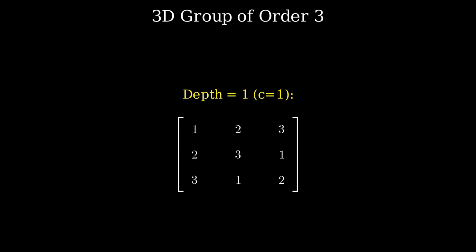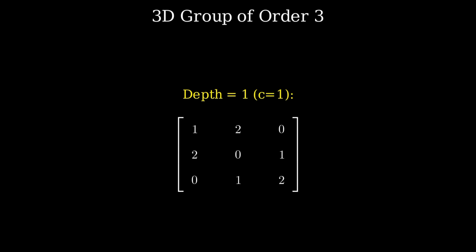For depth equals 1, where C equals 1, we add 1 to every entry of the first slice, then take mod 3. Starting with 1, 2, 3, 2, 3, 1, 3, 1, 2, we apply mod 3 to get 1, 2, 0, 2, 0, 1, 0, 1, 2.